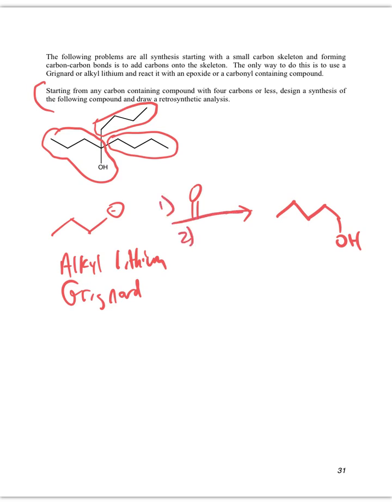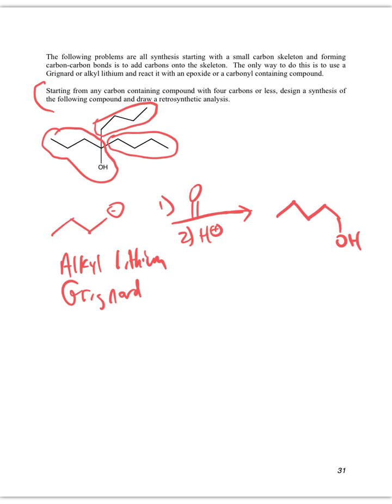So formaldehyde followed by weak acid, and we'd add 1 carbon onto the chain and make an alcohol. Okay. Now in this one, just doing this doesn't get everything we need, because we have 3 things that all have 4 carbons or less. So there are ways we can go about doing it.